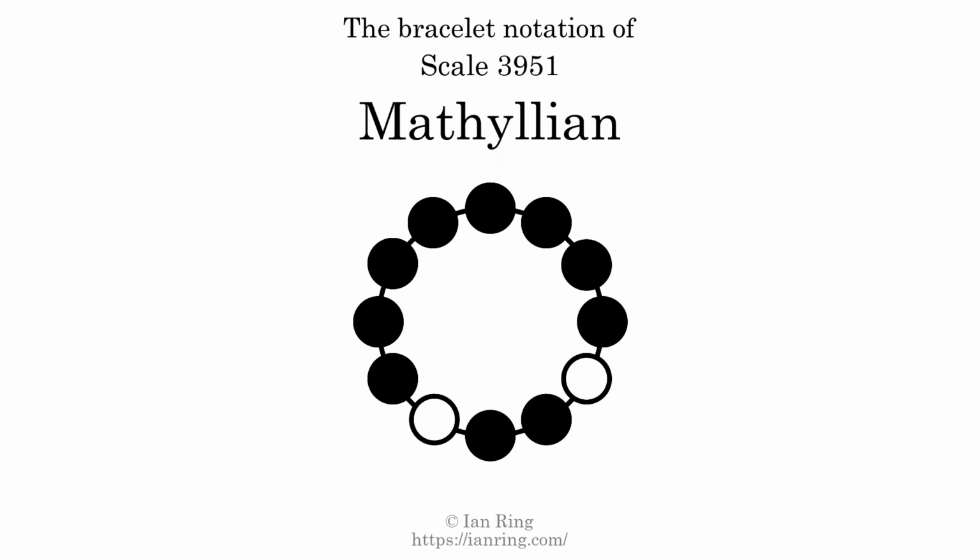This is a bracelet notation diagram of scale 3951. The shaded circles represent tones that appear in the scale, and they are read clockwise, starting at the top.